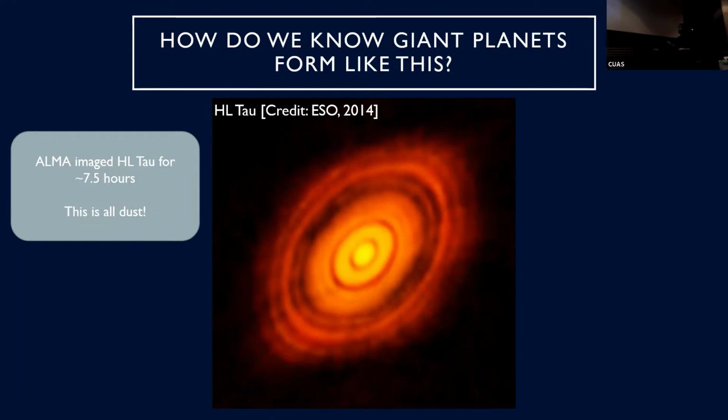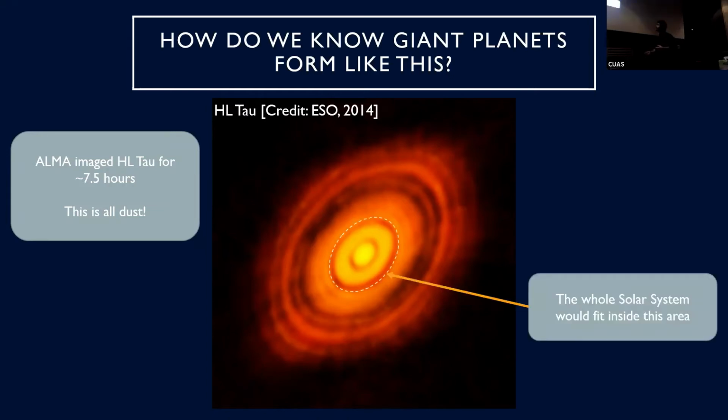And this is HL Tau. This system is like 100,000 years old or 1 million years old, depending on who you ask. What you're actually seeing here are these rings that are formed because planets inside here and inside here and inside here probably have carved out the dust. They've formed protoplanets that are inside these rings, and they're actually now forming giant planets as we speak. So this is all dust, and this just took 7.5 hours of ALMA's time. It is really, really revolutionary in terms of what we can understand about the universe.